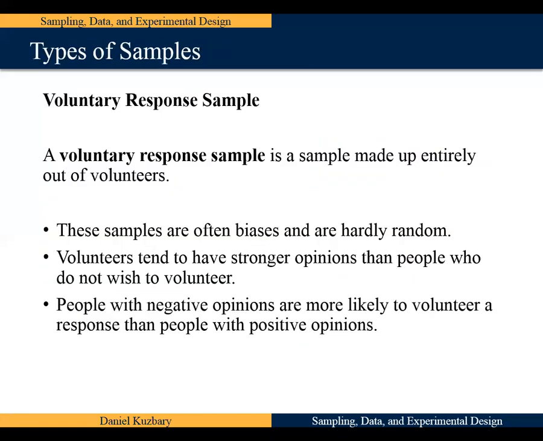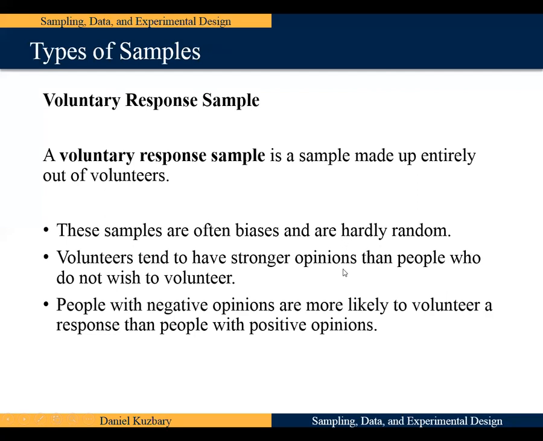The last type we'll look at is called a voluntary response sample. And I don't have too much to say about this, but you get these a lot when you're doing a mail-in response or call-in response. If you don't insist people do things, and you just say volunteer, come in and answer questions, it's called a voluntary response sample. These samples are often biased, and they're hardly random.